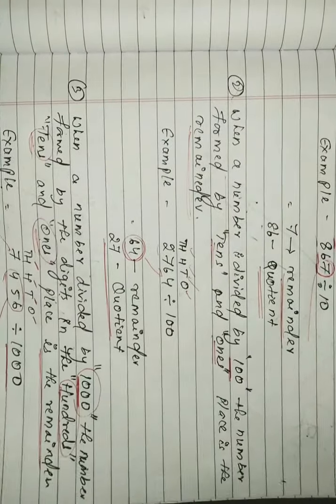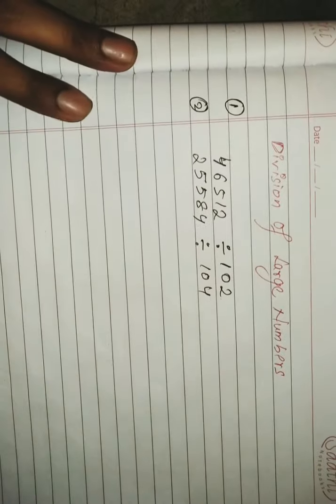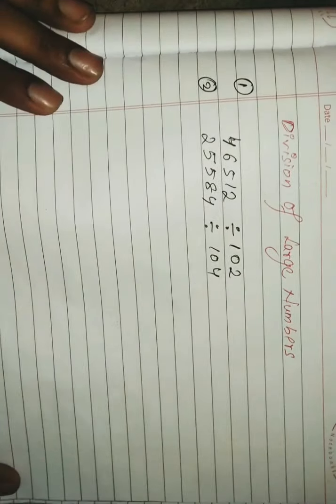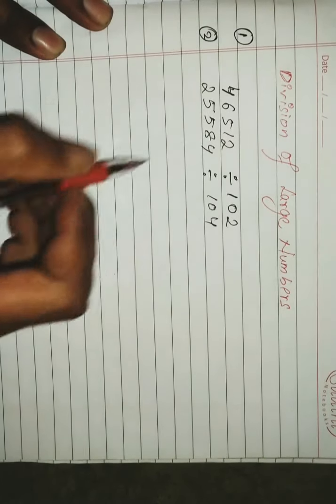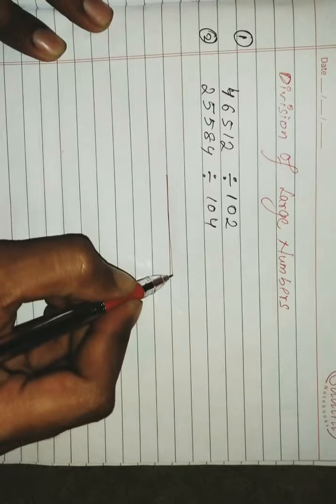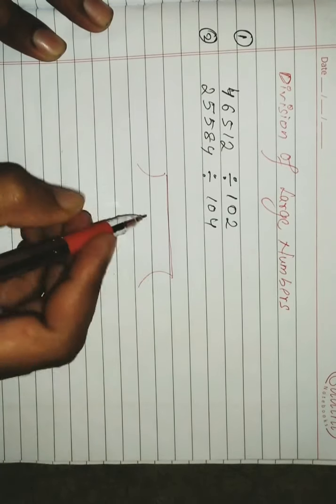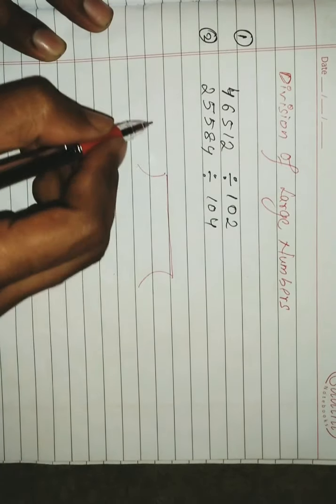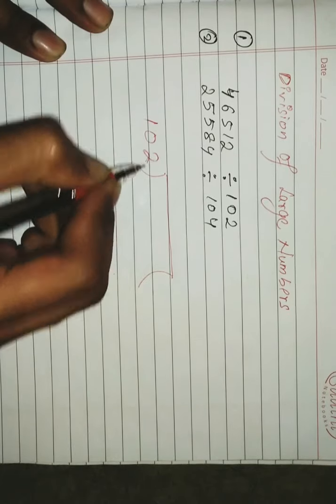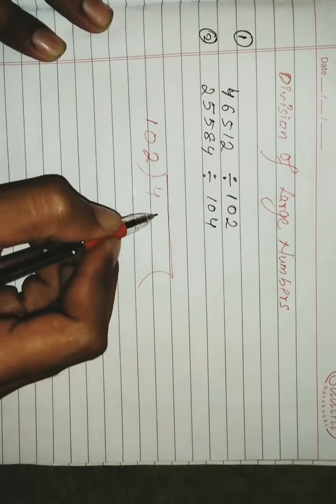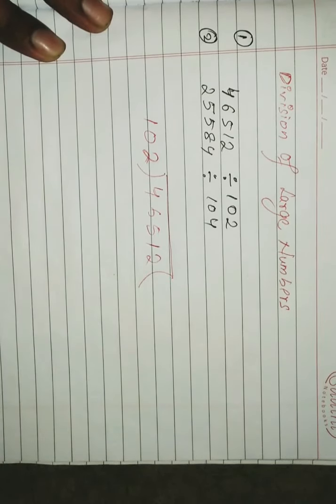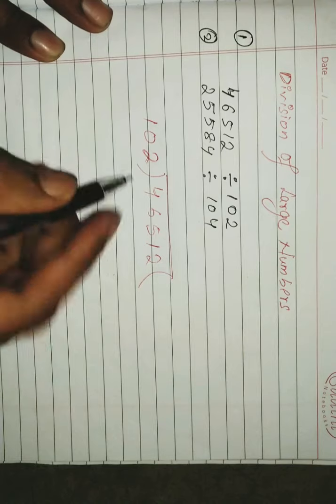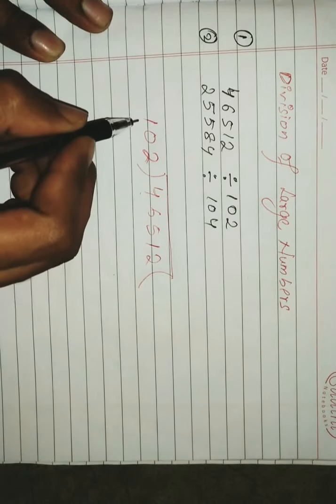Okay, let's move to the division of large numbers. I will tell you a very easy step on how to divide a large number. Suppose you have to divide 46512 by 102. Remember, you have to divide 46512 with 102.